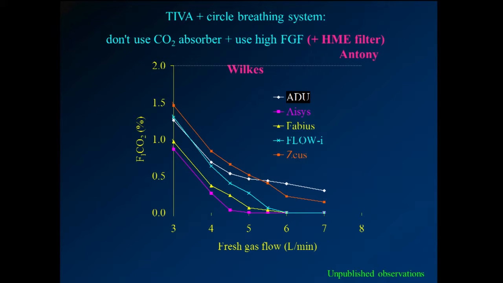And I'm zooming in here on the high fresh gas flows. You can see that if you use an ACES anesthesia machine, once the fresh gas flow goes above 5 liters per minute, there is indeed no rebreathing. But there is rebreathing with the other anesthesia machines. Now, the clinical implication for me is if you're using a TIVA technique and a circle breathing system, don't put in a CO2 absorber because ultimately it will be used up. Use high fresh gas flows and place an HME filter.